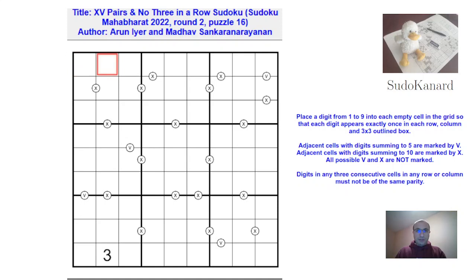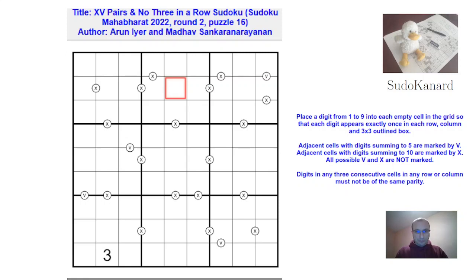So the rule here is that whenever you have an X symbol between two cells, this X denotes the Latin digit, the Latin number 10. So the sum must be 10. And similarly with the V, the sum must be 5. And the lack of a symbol has no special meaning. They're just here. And something else that is given is that no three consecutive cells can have digits of the same parity.